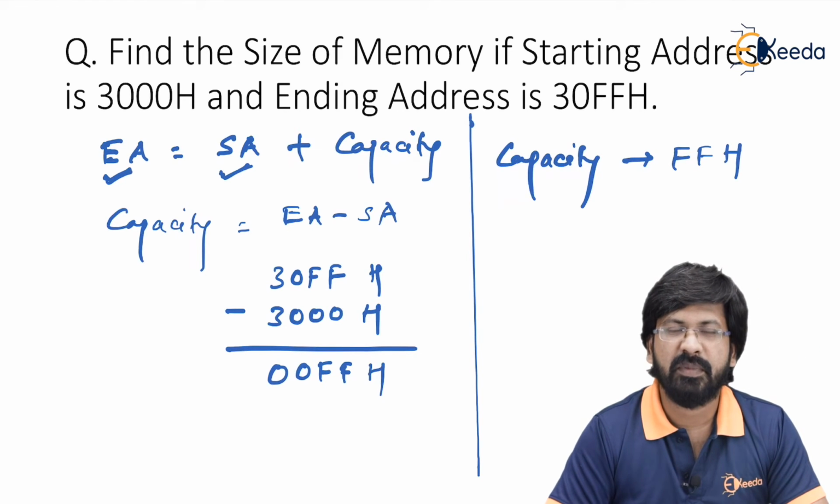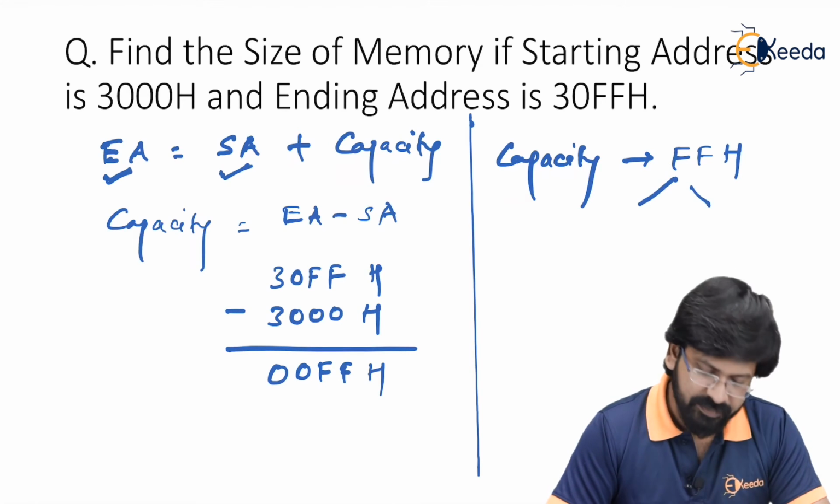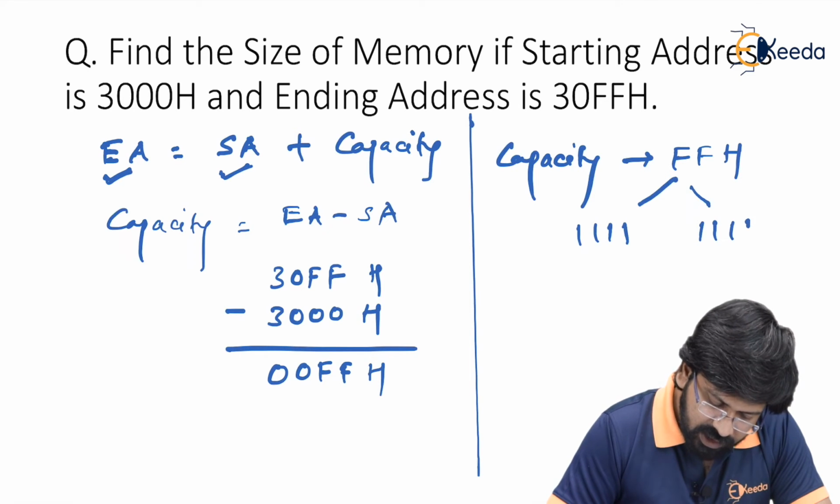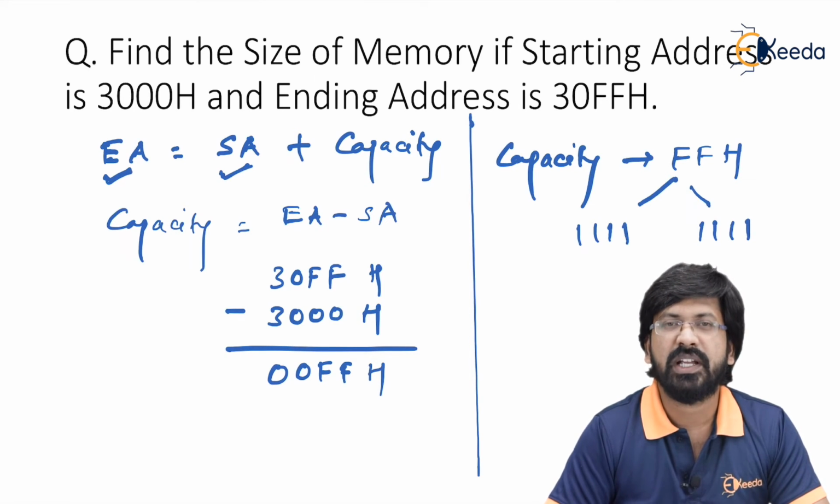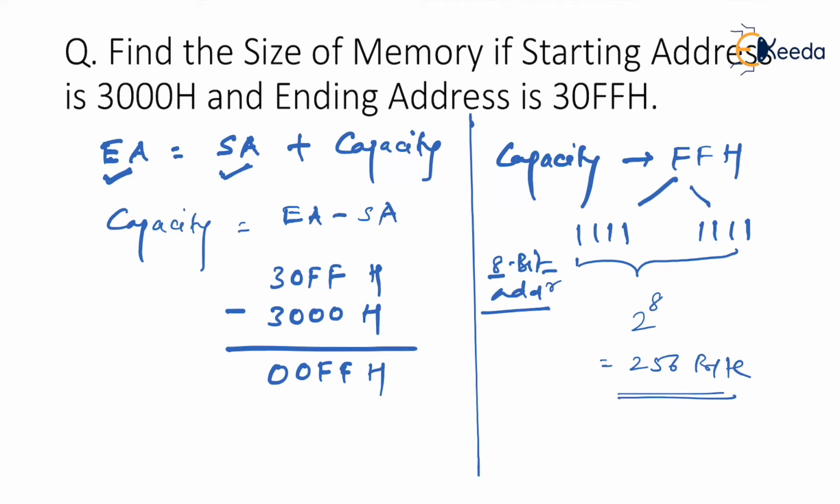Now how to get size of memory? Just pay attention. Express this in terms of binary. So F can be written as all ones. F is again all ones. Count how many ones are there. There are a total of 8 ones, am I right? Since there are a total of 8 ones, it is nothing but a memory with 8-bit address requirement, am I right? With 8-bit address requirement, 2 to the power 8 is the memory that we can access with 8 address lines, which gives you 256 byte. Therefore 256 byte is the answer.